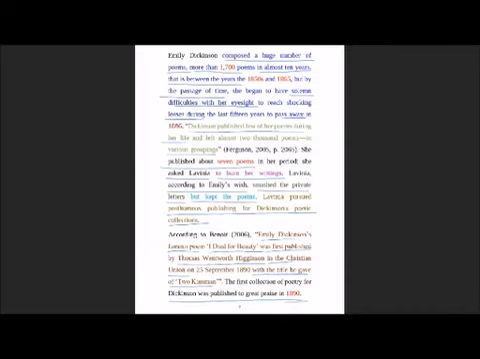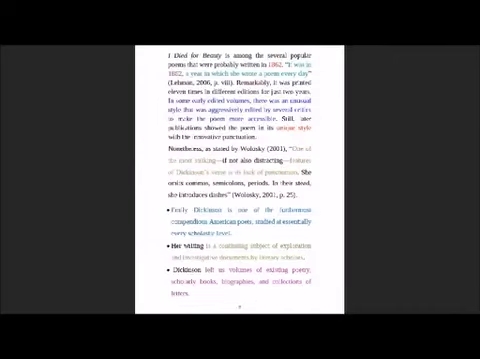After 4 years of her death. Now, the poem, I Died for Beauty, is among the several popular poems that were probably written in 1862. It was in 1862, a year in which she wrote a poem every day.